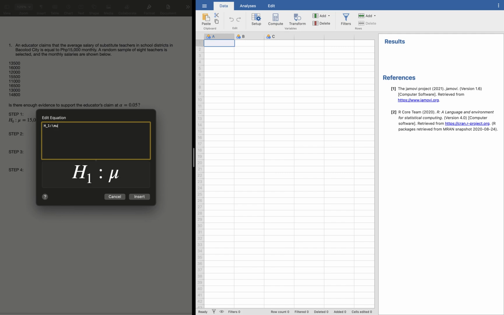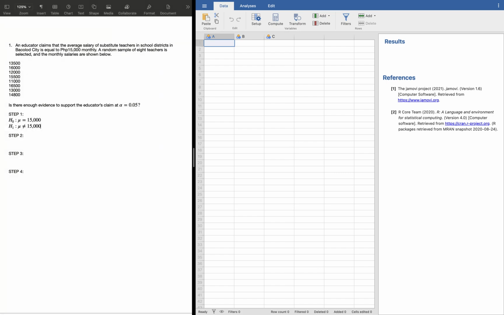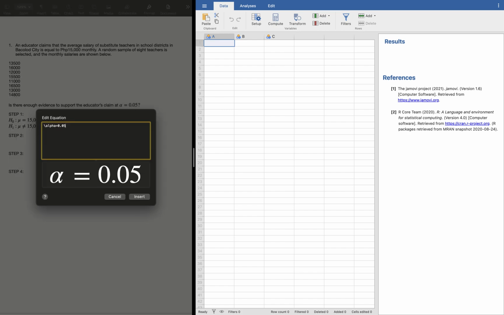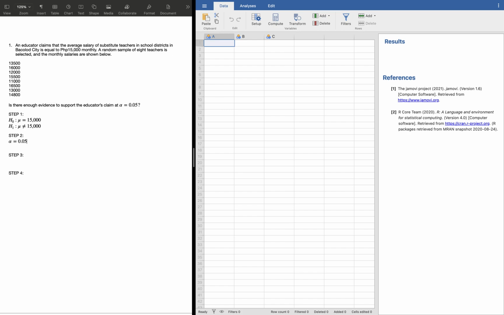Mu is not equal to 15,000. And there we go. So those are our null and alternative hypotheses respectively. So step two, we know our alpha level, alpha is equal to 0.05, which is the maximum probability of having a type 1 error. And we want to get the p-value, of course.